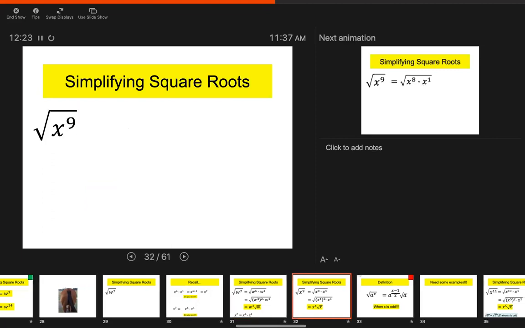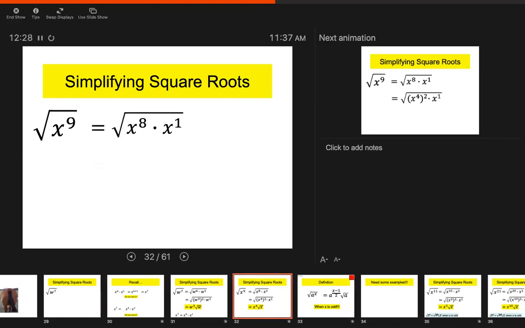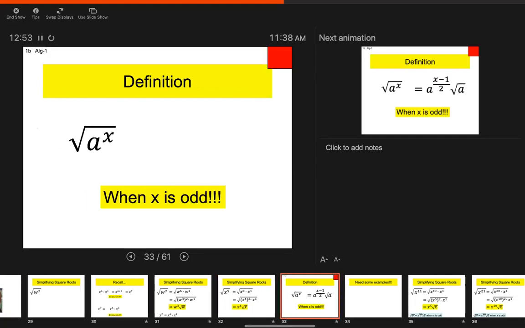Any odd number. I can write x to the 9th as x to the 8th times x to the 1st. So in other words, all you do is take one less than the odd number and then take half of it. Half of 8 is 4. So I get x to the 4th times the square root of x. Will it always be the square root of x if that's the variable? Yes, it will be. If it's odd, you're always going to have one left over, and that's going to stay inside the square root. We better write this down.